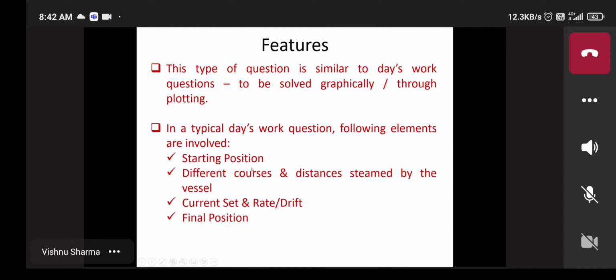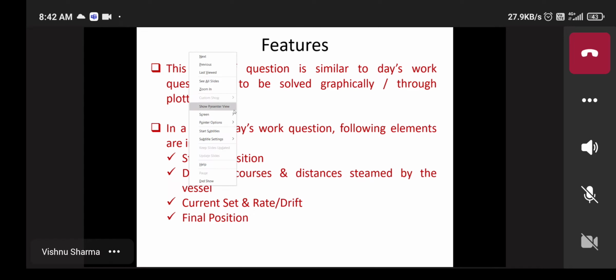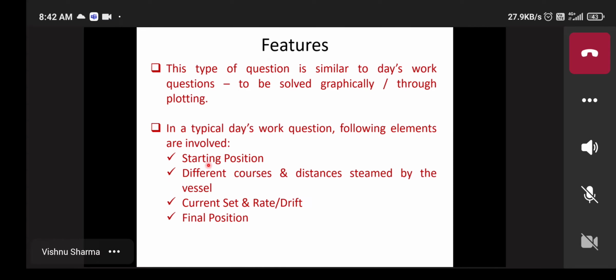Yes, sir. So what happened? Either I give you, in a typical day's work question, the starting position, all the courses and distances, set and rate, and ask you to find the final position. Another form of day's work question in Captain Subramanian's book itself is: starting position is given, all the distances and courses are given, set and current is not spoken about, current details are not given. He says find the DR, and he also gives at the time of calculating the DR the actual fix of the ship. In chart work we have just learned, if we have the DR and the fix for the same time, then the direction from DR to fix is the set, and the magnitude of DR to fix is the drift in the period that is involved. Correct, beta?